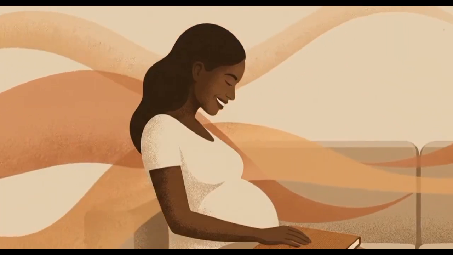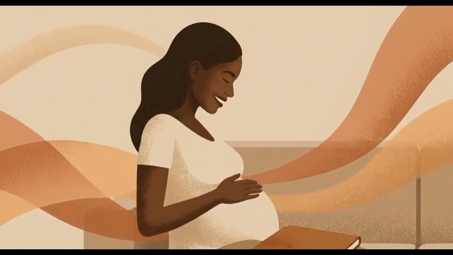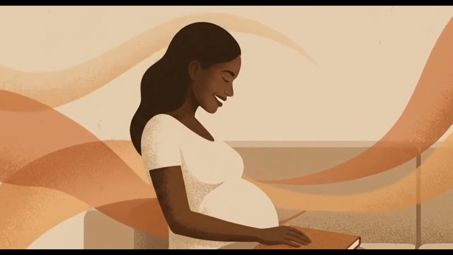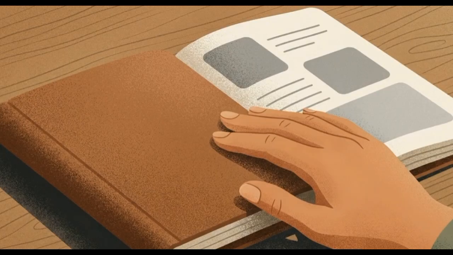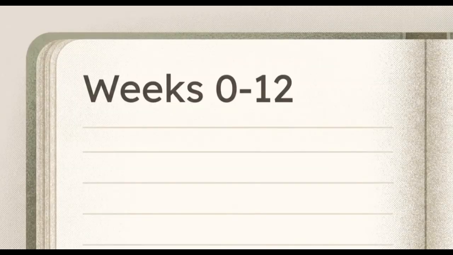Centralizing this fragmented information into a single physical document immediately reduces the mental effort required to keep track of your care. You don't have to remember everything. You just have to check your page. Now, draw a section on your page and label it Phase 1. This covers your early care, from week 0 through week 12.